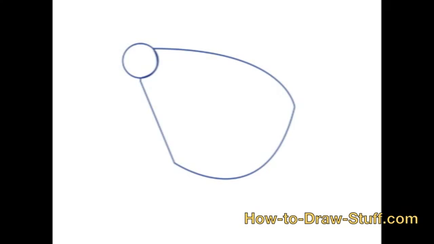Start your drawing by drawing a circle to represent the head of the butterfly. Draw another shape coming from the circle to represent the wing. Notice the shape of the wing. The top of the wing should be slightly curved, while the bottom of the wing should have a bit of an angle in it.